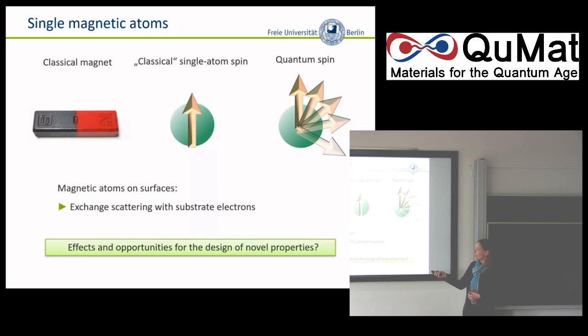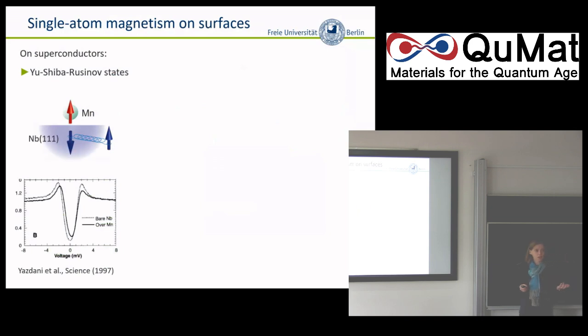Now, as I said, it's about exchange scattering, for instance, with the substrate that these quantum spin properties become important. And the first question, you could say, okay, how do you detect it? And I will say that we will do this with the scanning tunnel microscope, as I said before. I also mentioned that we will do superconductors.